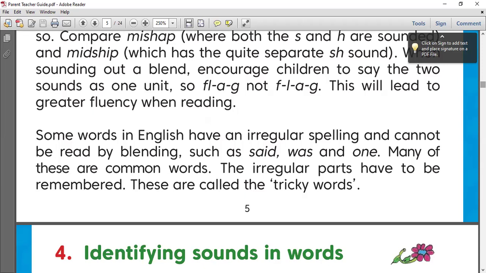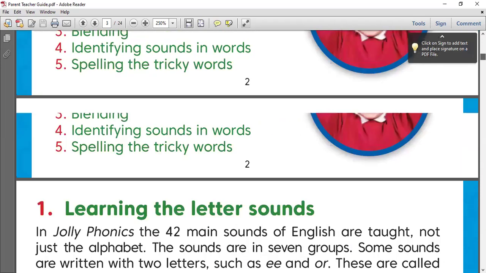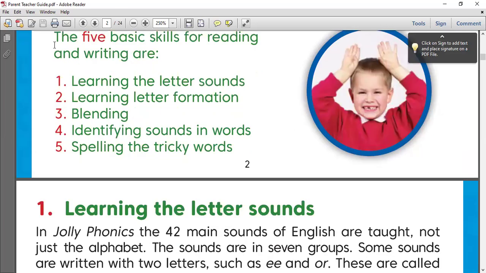So, tomorrow we will be continuing from here only. I again repeat what we have done so far. These are the 5 basic skills: learning the letter sound, learning letter formation, and blending. So all these 3 we have done. I have told you about the levels also. I have given you the link to hear the rhymes as well.